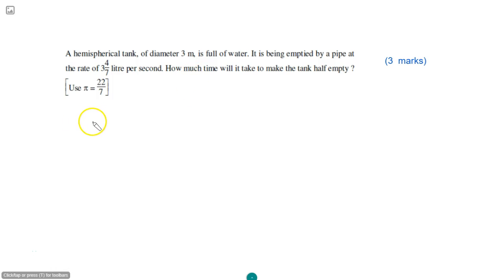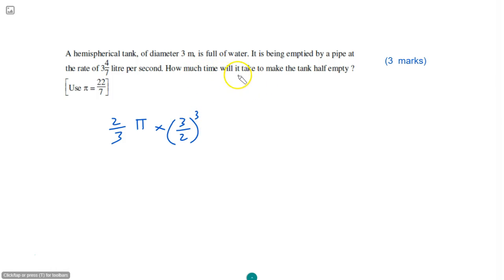Let's first find the volume of the tank. The volume of the tank is going to be, it's a hemisphere, so it's going to be 2/3 pi r cube. R is going to be 3/2 because the diameter is 3. So 2/3 pi into (3/2) cube is going to be the volume of the hemispherical tank.